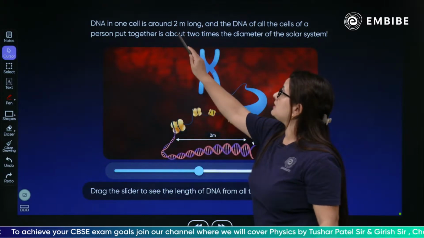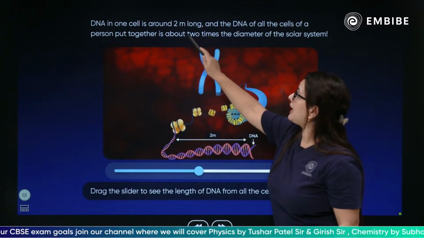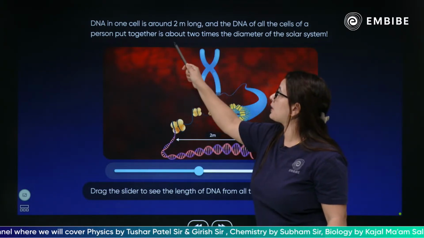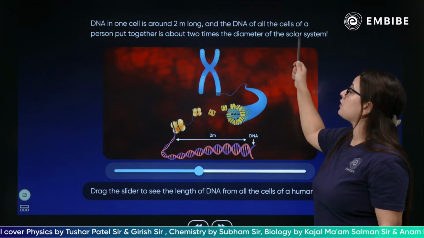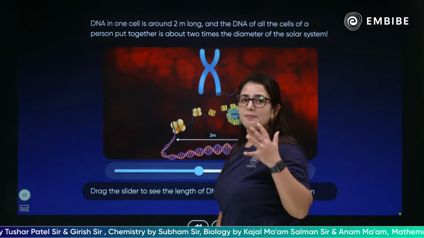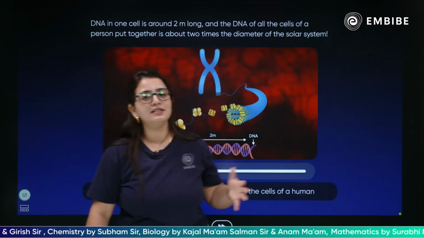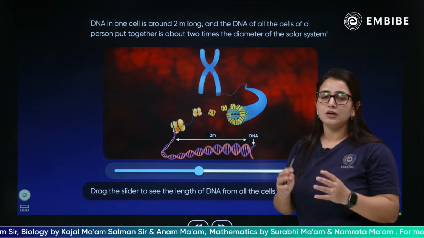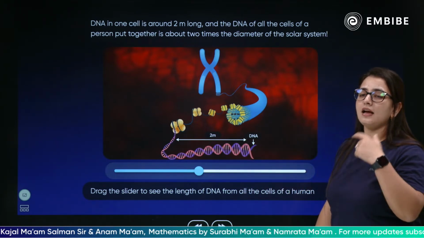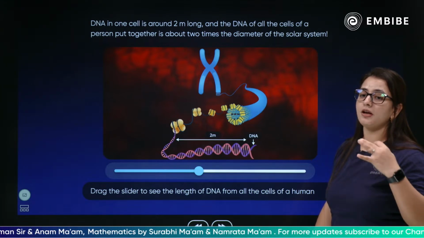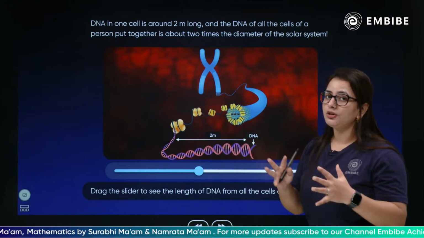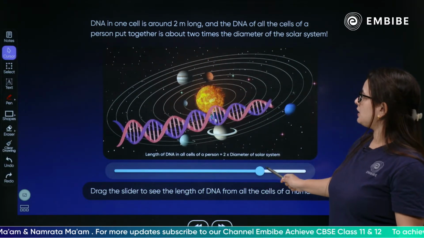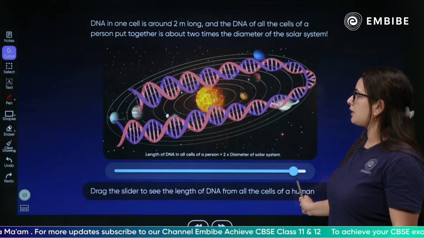The DNA in one cell is approximately 2 meters long, and the DNA of all the cells of a person put together is about 2 times the diameter of the solar system. Can you imagine how much DNA we have inside our body? So children, this is just a fact: a single cell contains 2 meters of DNA, and if we combine all the cells of a person and put them together, it will be a complete round of 2 times the solar system. You know how long it would be.